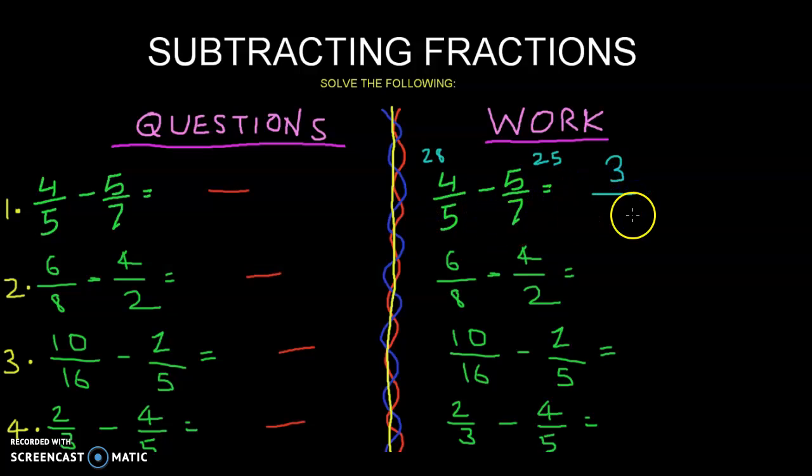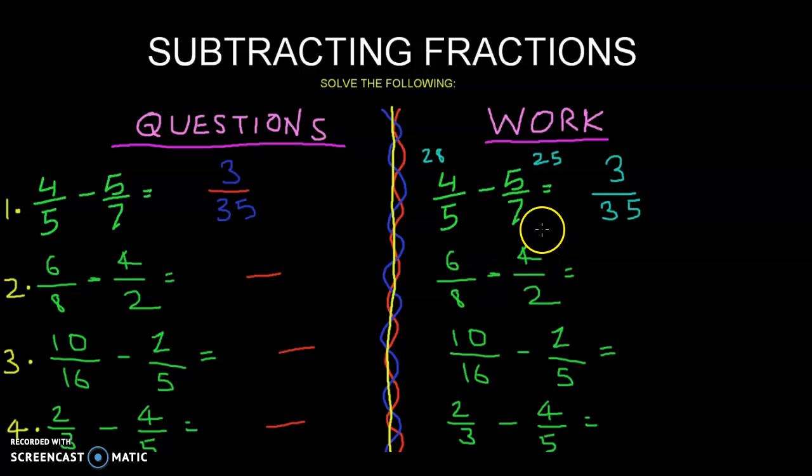And then we have 35 as our LCM, right? Least common multiple? Yeah, that is our answer. Let's write it down. 3 over 35. Okay, that is our answer. Now, let's do the next one.